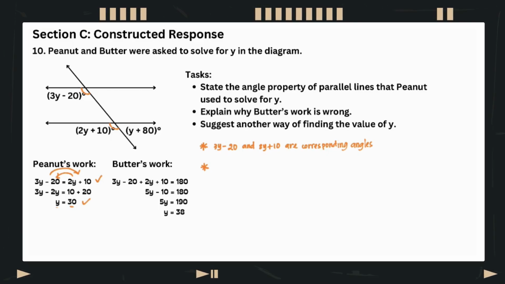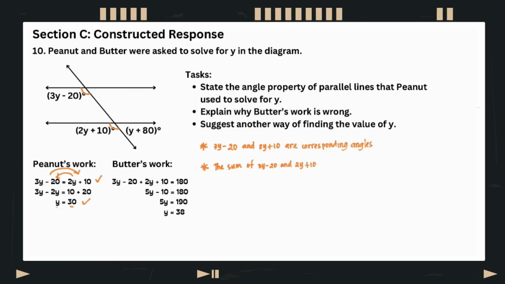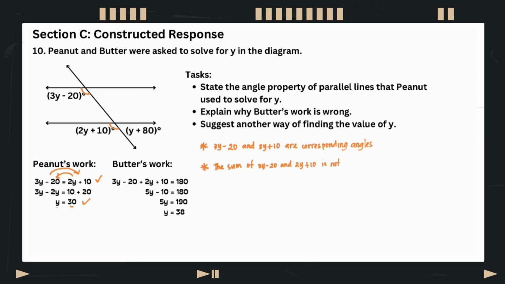So we can say the sum of 3y minus 20 and 2y plus 10 is not equal to 180. They actually correspond to each other, which means they are equal to each other.